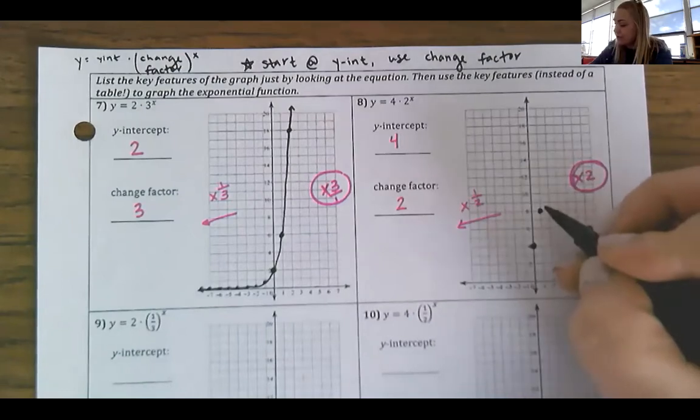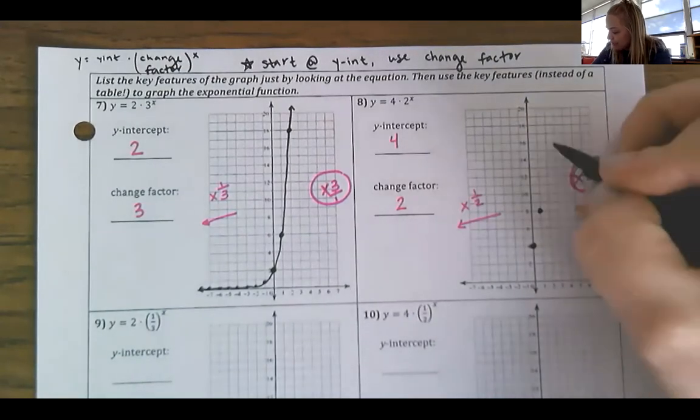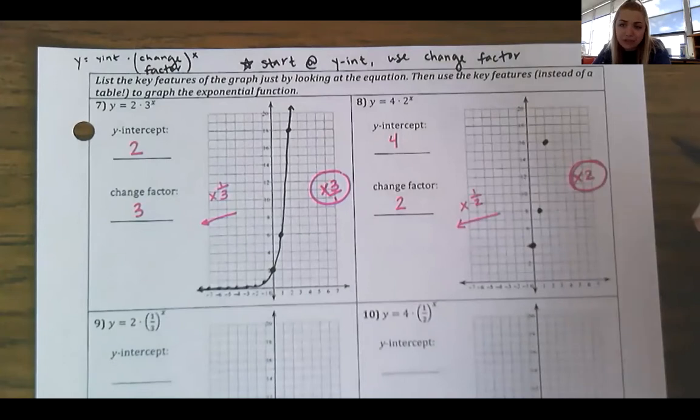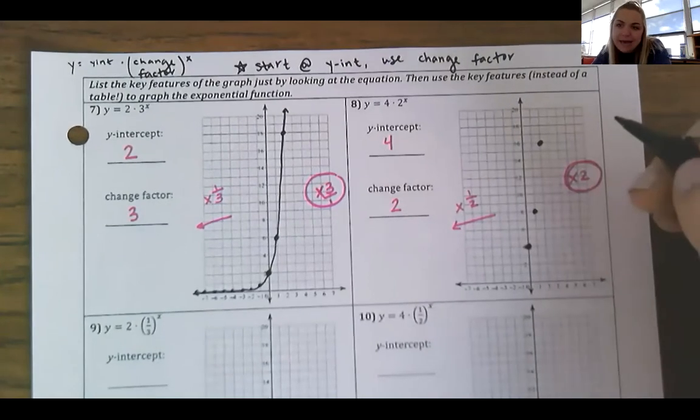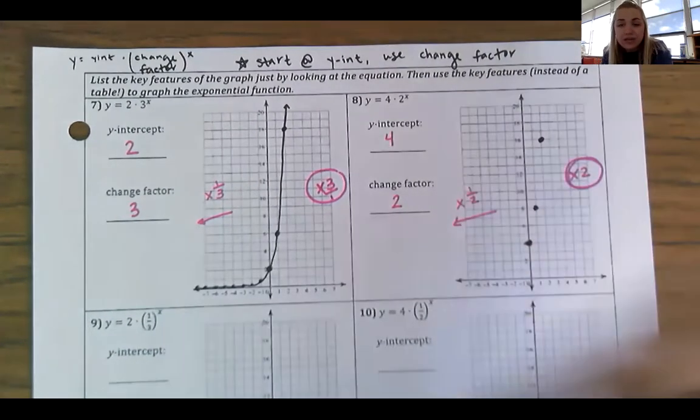What's 8 times 2? 16, so go over a space up to 16. What's 16 times 2? 32. I can't fit that on my graph. Okay, now let's go the other direction.